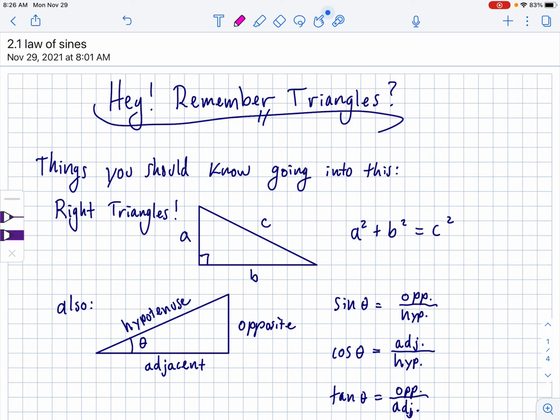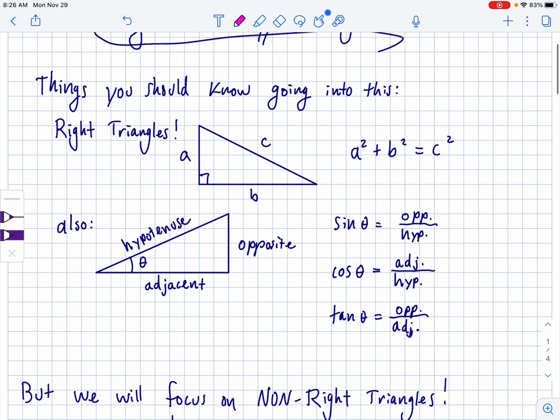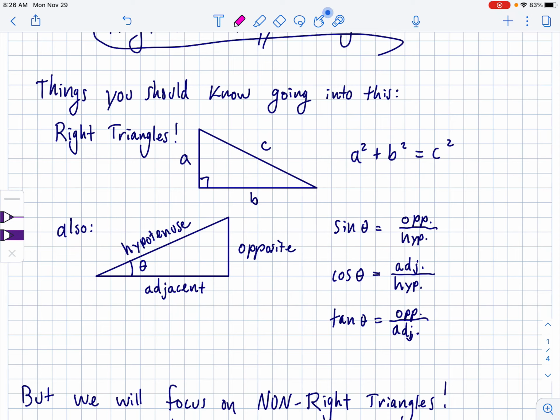IB AI SL 2. We are finally moving away from statistics, and we are going to go back to a little bit of geometry, I guess I would call it, but it's really more like trigonometry is what we're going to get into. So, some things that you should know from before. The book assumes that you guys know the Pythagorean Theorem, which is mainly about right triangles.